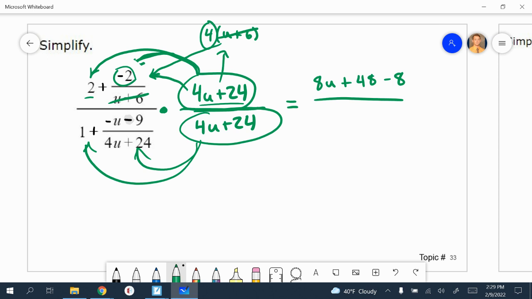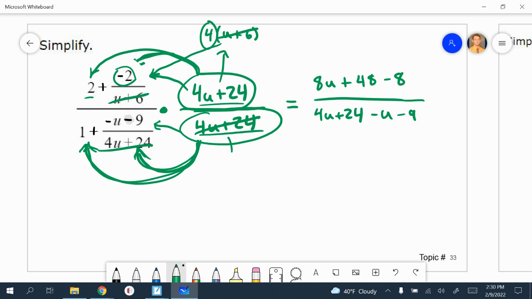So we would put that on the top of our fraction, and now we get to do the bottom part. So the 4u plus 24 times 1, that's pretty easy, 4u plus 24. And then for the fractional term, this is way easier. This is, again, going up on top when we multiply. So you could think about it like this. And then the 4u plus 24 actually cancels out, and we're just going to be left with the -u minus 9 left over.